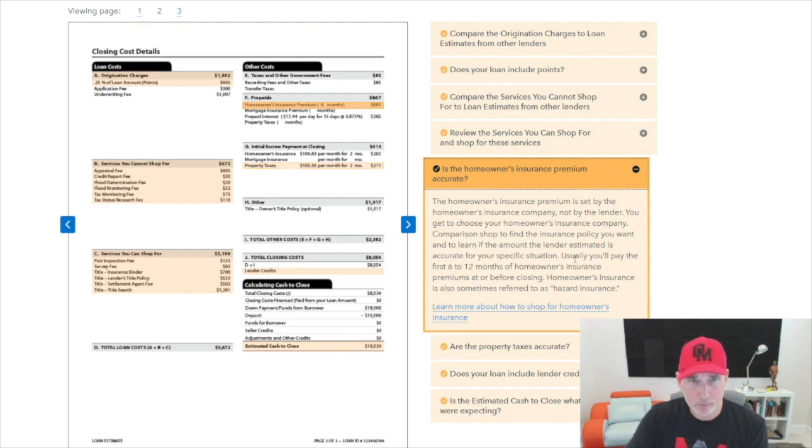Okay? And the rest of those things, prepaids, I did want to touch on prepaid interest because that depends on the day of the month that you close. So if you close, let's say on the 15th of the month, your lender's going to collect interest from the day that you close through the end of that month, and then they're going to skip a month and your mortgage payment will be due on the following month.